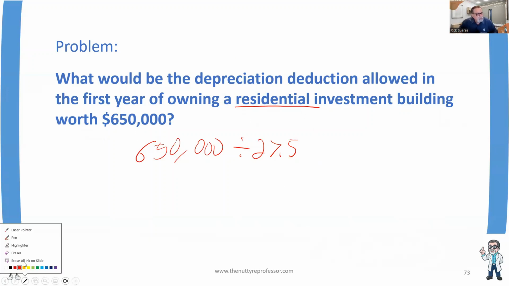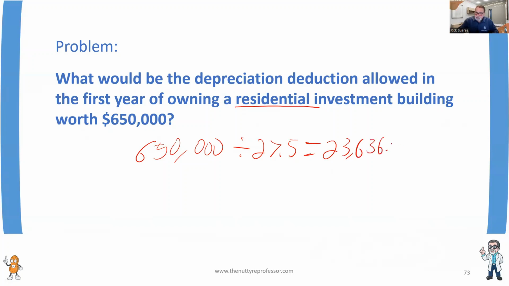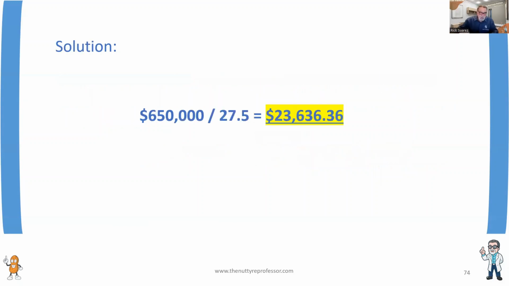And that answer comes out to, oh boy, I need my pen. Give me a second. That answer comes down to $23,636.36. So again, this is the amount you're allowed to depreciate the property for the next 27.5 years. I often get asked, well, what happens after 27.5? Well, you don't get to deduct anymore. Just that simple. Let me show it to you clean so you can appreciate it better. There it is right there.